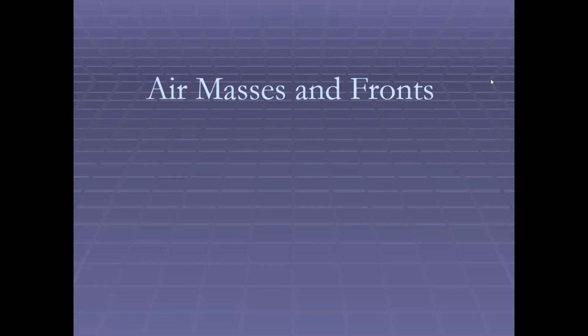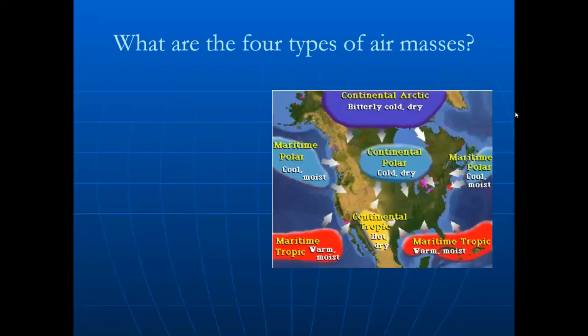Okay, so today we're going to be talking about air masses and fronts. All right, so air masses and fronts. Well, first we're going to talk about the four different kinds of air masses. Okay, air masses are just large chunks of air that share similar characteristics.